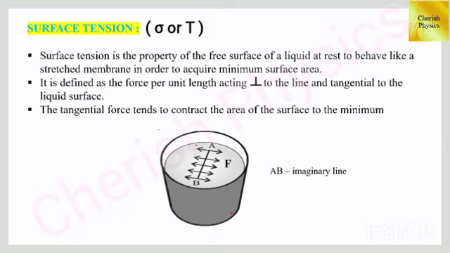In the diagram, let AB be the imaginary line and the tangential forces act perpendicular to the imaginary line, and the forces are tangent to the surface of the liquid, so it is called as tangential force. Due to this tangential force, the surface area gets contracted, which tends to minimum surface area. So, surface tension is the property of the free surface of the liquid at rest to behave like a stretched membrane in order to acquire minimum surface area.